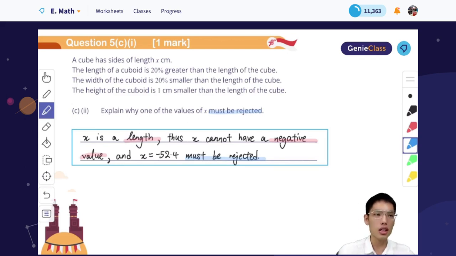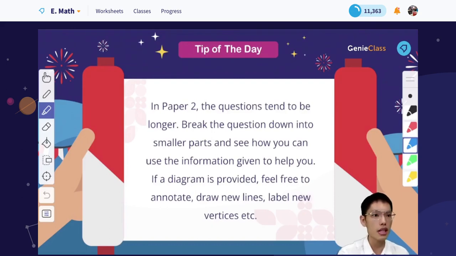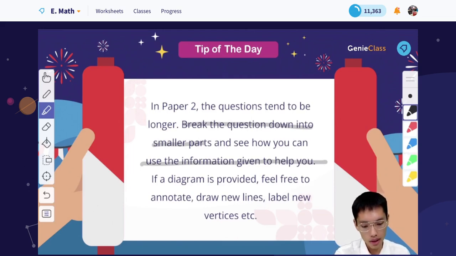Alright, so that is it for today. Thank you very much everyone, and I leave you with this tip. You realize in paper 2, when you solve such questions, the questions tend to be a little bit longer. So what we can do is break down the questions into smaller parts and see how we can use the previous information to help us. For example, like the tree diagram, very simple. If a diagram is provided as such in question 3, feel free to annotate, draw new lines, or label new vertices. Draw the angle and all the other relevant things that will help you.